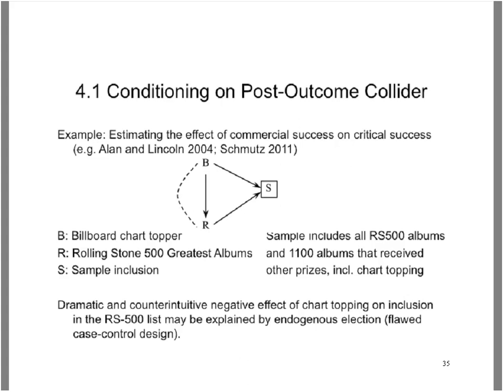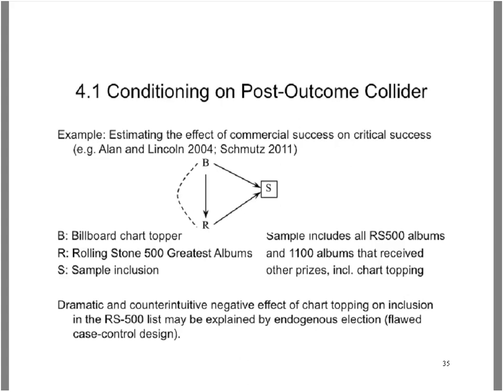Thus, we now have two sources of association between Billboard chart topping and winning in the Rolling Stone list in this sample. The first source of association is the likely positive causal effect of Billboard chart topping on Rolling Stone inclusion. The second source of association is this artifact, this spurious association that was induced by conditioning on the collider. And that association is strictly negative.